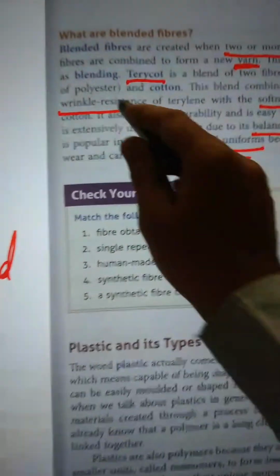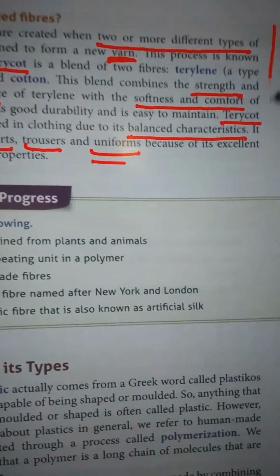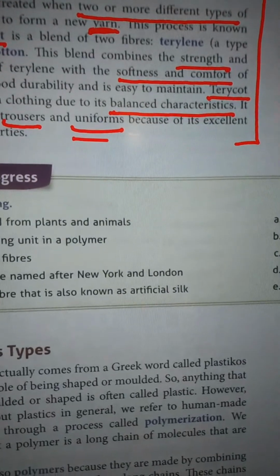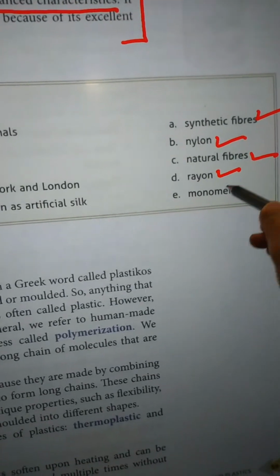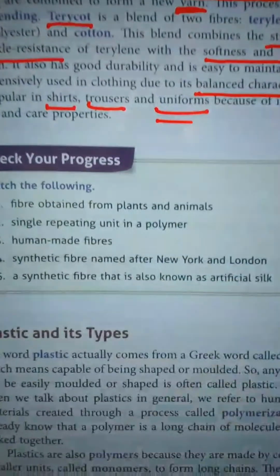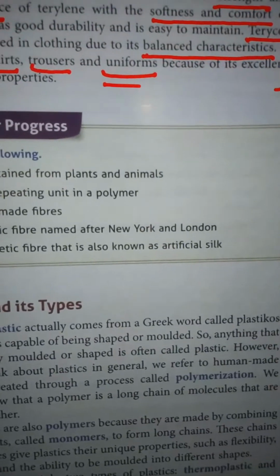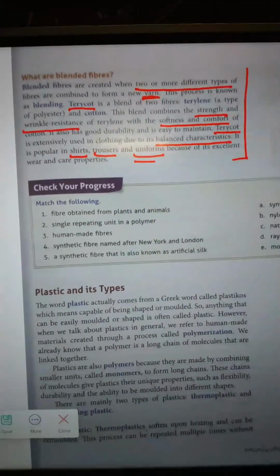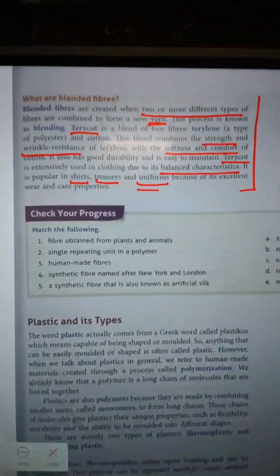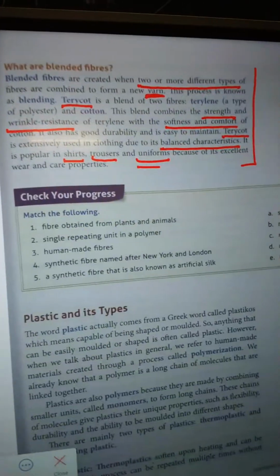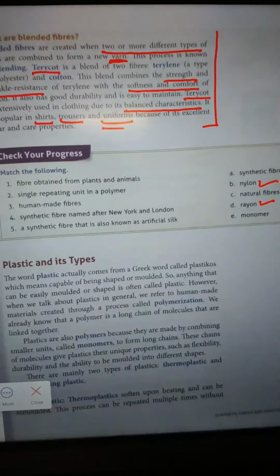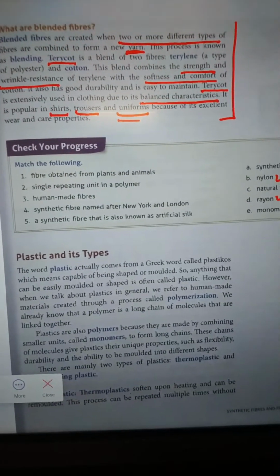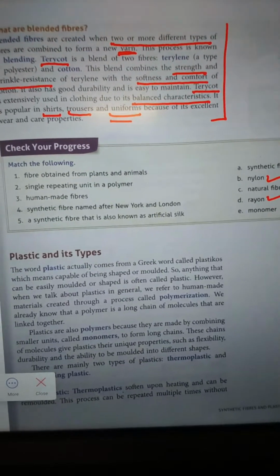So this was the end of the fibers. We have read what are synthetic fibers, we have read nylon, we have read natural fibers, rayon, and we have read just now blended fibers. So you can watch and revise what we did. This will get recorded for you and you can later on use it for revising. If you have any doubt, then I will take the doubt in the room class.